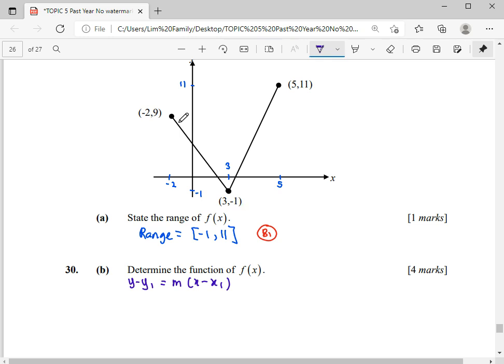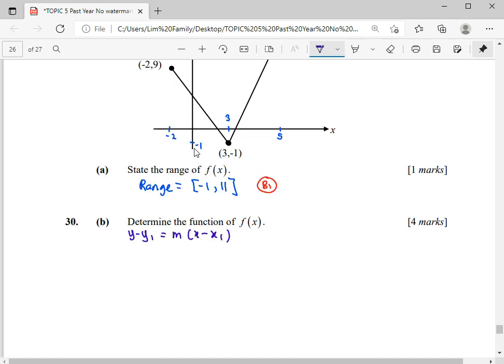Okay, so first of all, we have two lines here, so we have two equations to find. We find the gradient first. For the first line, the line is joining (-2, 9) to (3, -1). So gradient of the graph is y coordinate minus y coordinate, over x coordinate minus x coordinate. So it will give us a gradient of -2.